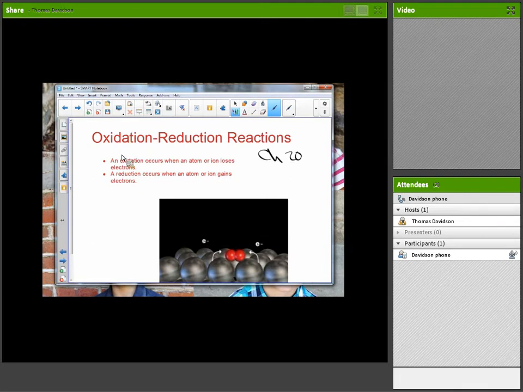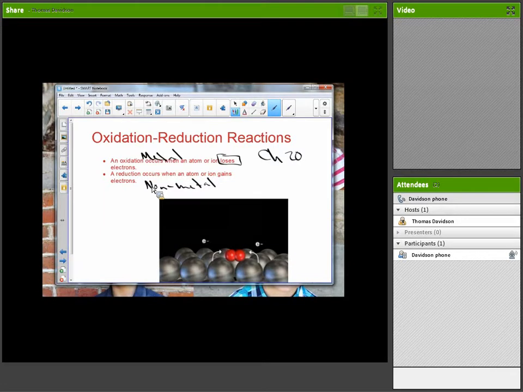An oxidation occurs when an atom or an ion loses electrons. Who is always the loser? A metal. A reduction occurs when an atom or ion gains electrons, and that is always the non-metal. Now, this is a little bit tricky because we're going to violate that rule once in a while in oxidation and reduction reactions, but you'll be okay with it.